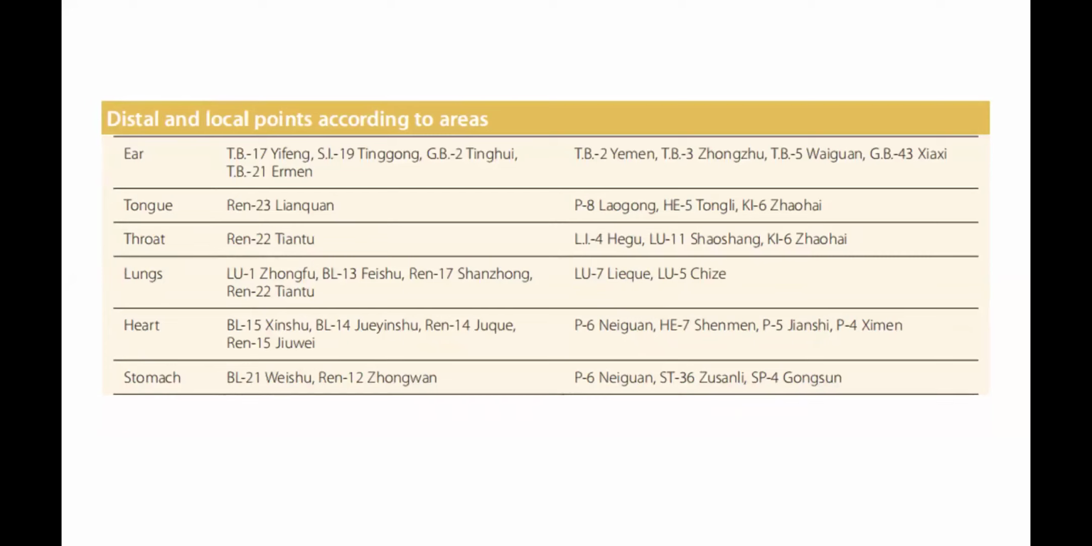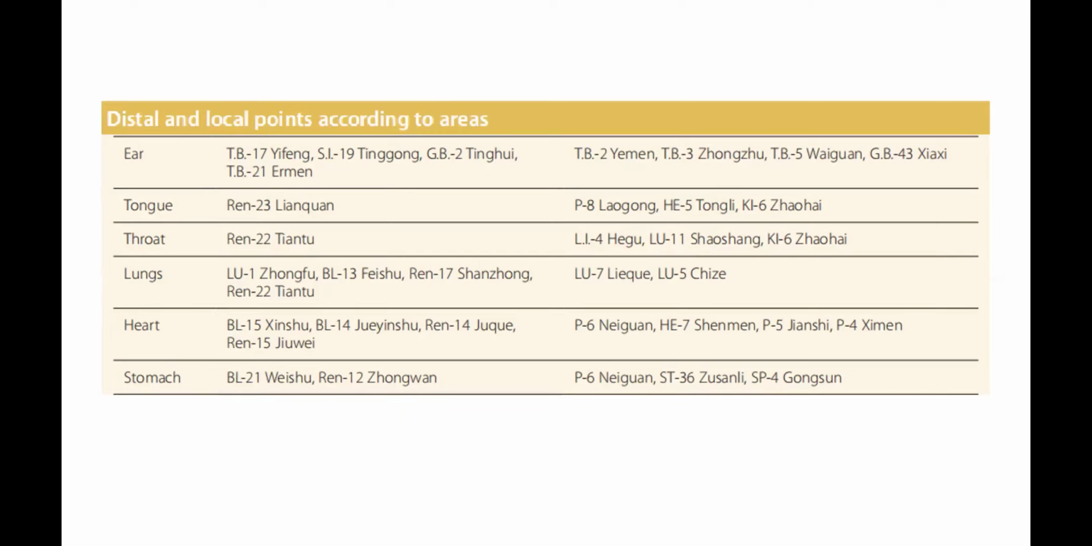For the ear, we have TB17, SI19, GB2, TB21, and Erman, which is an extra point, as local points. Then distal points would be TB2, TB3, TB5, and GB43. Tongue, REN23, local point. Distal points would be P8, Heart 5, Kidney 6. Throat area, REN22, local point. Distal would be LI4, Lung 11, Kidney 6.